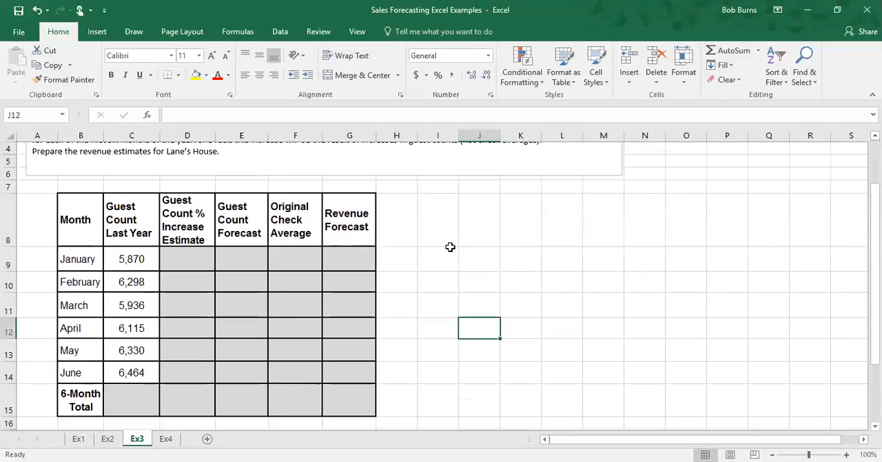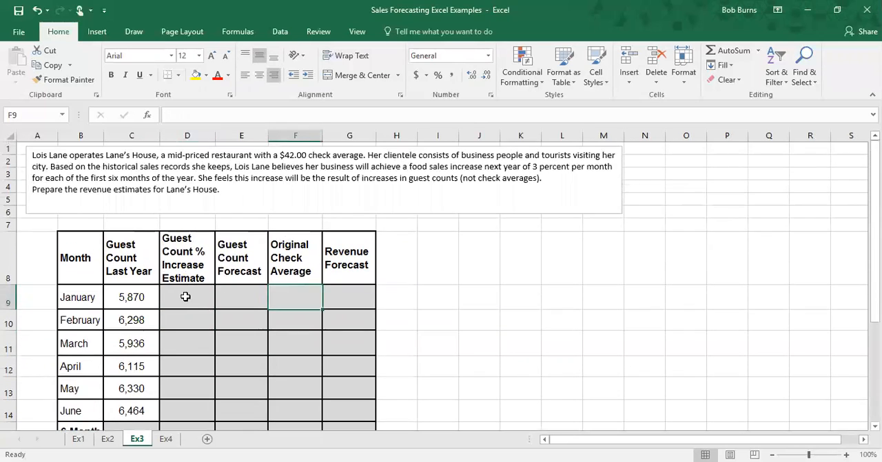So basically what we're going to do is estimate an increase in the future, and we want to anticipate what our revenue is based off of that increase. So we have all the guest counts from last year. You always need previous data so you can predict the future. And we have a guest count percent increase estimate, and we need that to continue on to get the guest count forecast and the original check average. We actually already know that as well. So we're going to fill out what we know.